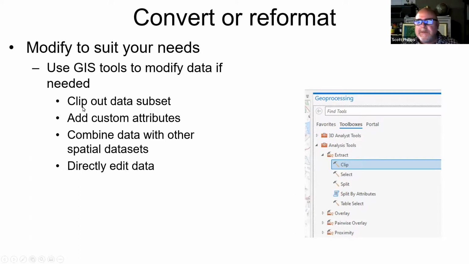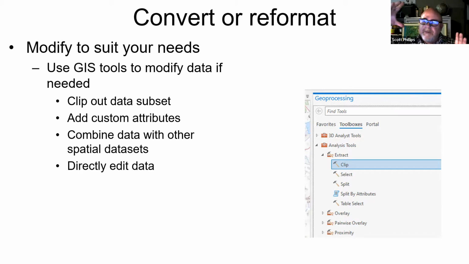And sometimes you might need to modify the data to suit your needs. And so there are GIS tools. For example, there's one to take a big data set and clip out a little part of it. That's a very practical thing that you may want to do, because you may have obtained detailed soil data for the whole United States, excluding Hawaii and Alaska, but you only need it for Fresno County.